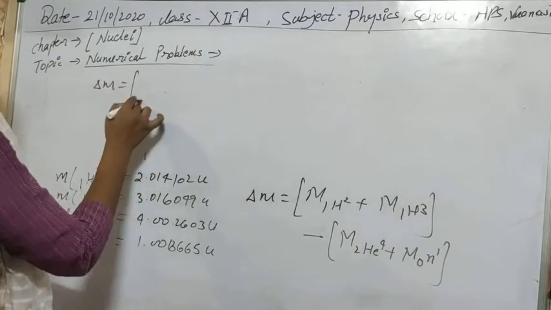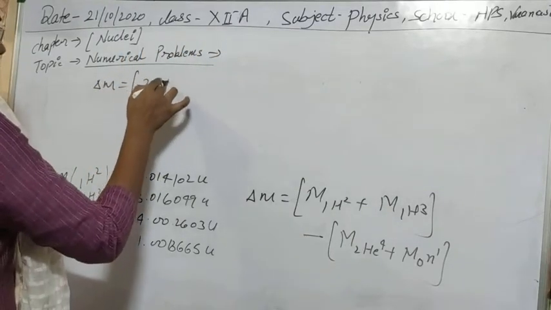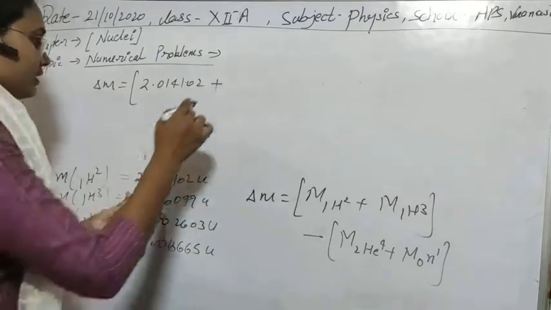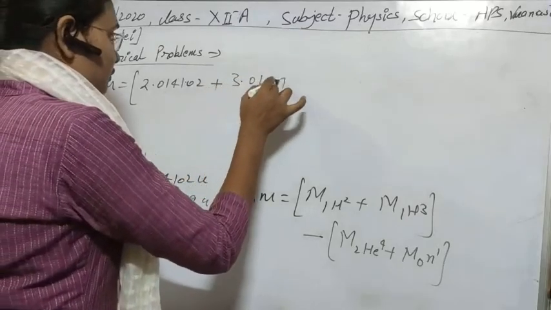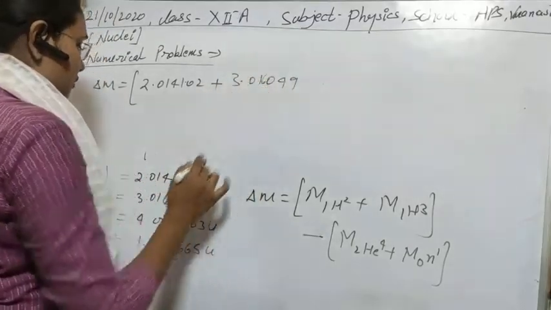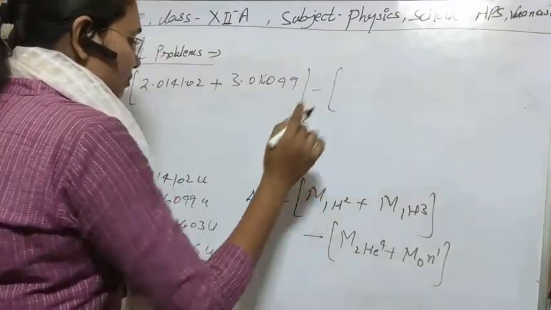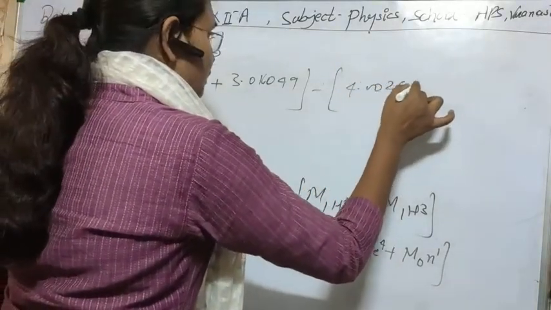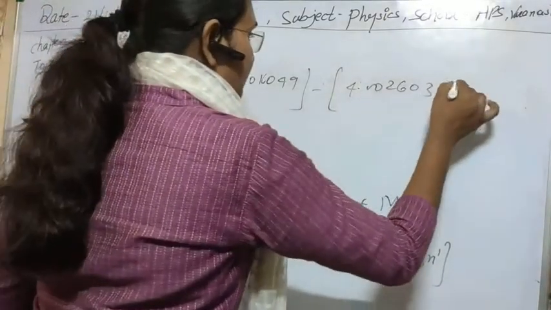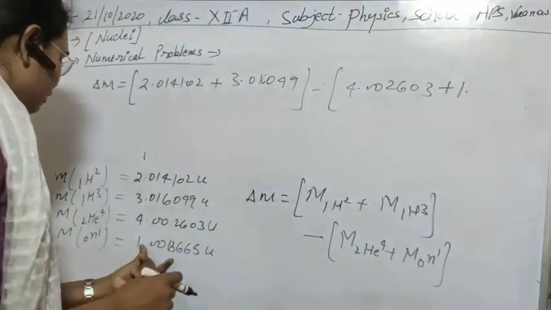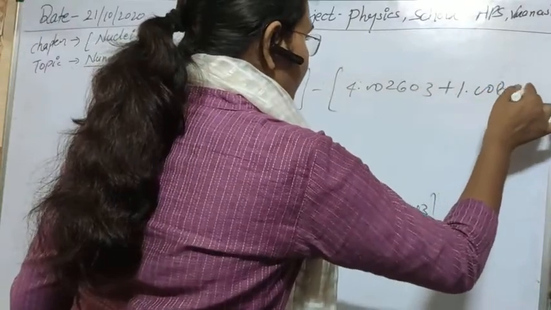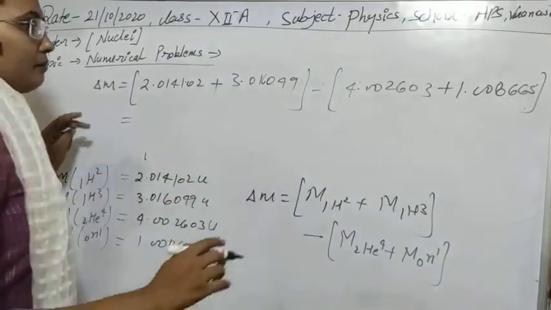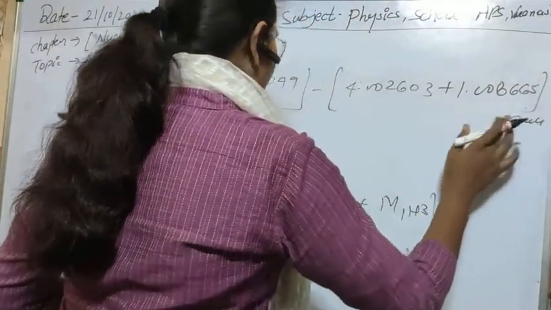That value will be the mass of 1H2, that is 2.014102, plus the mass of 1H3, that is 3.016049, minus the mass of 2He4, that is 4.002603, and also plus the mass of the neutron, that is 1.008665. So this will give us the final value of delta M, which will be in AMU or simple unit mass.